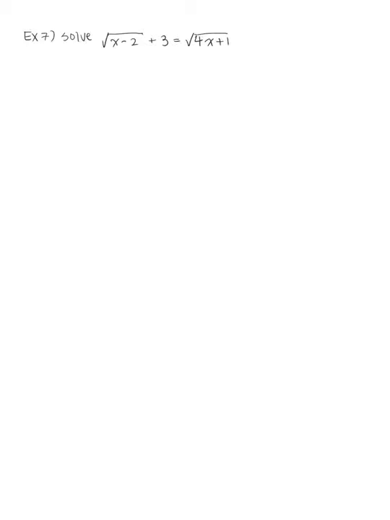Let's take a look at a problem like this. Solve square root of x minus 2 plus 3 equals square root of 4x plus 1. So step 1, do we have one isolated radical on one side of the equation? Yes, we do. We got the square root of 4x plus 1 being isolated. So let's see what's going to happen. We're going to follow the same procedure.